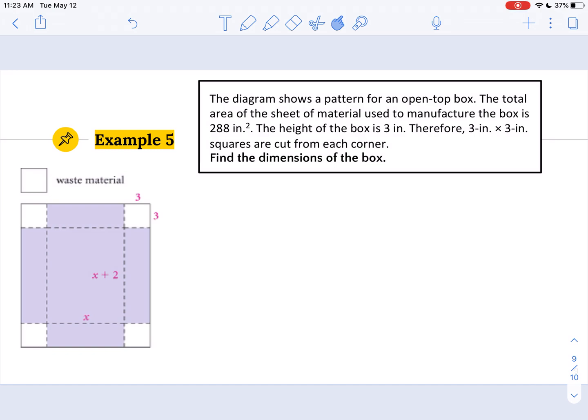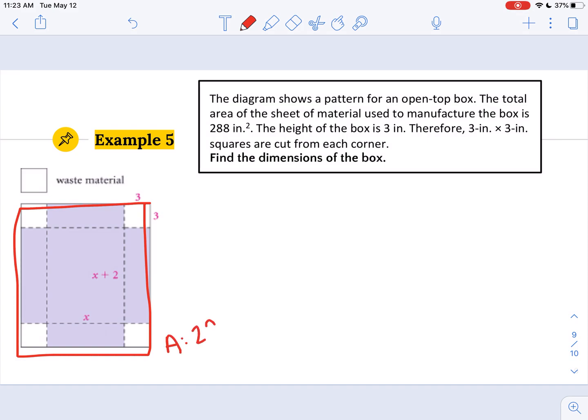All right, so the visual on the left shows us really nicely what's going on here. We have our total box here, and I'm just going to trace that in red. This whole thing has an area of 288 square inches. All right, and then after they actually make the box, they're going to cut out those 4 corners that are 3 by 3 squares. All right, so let's think about how we're going to solve this.